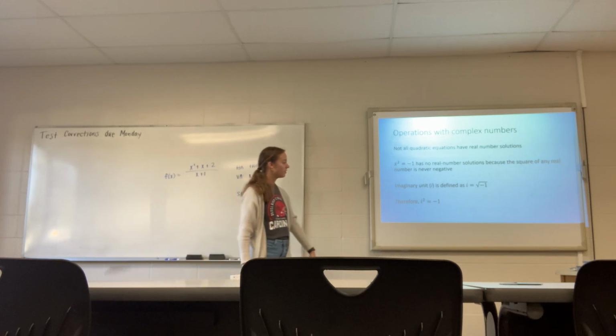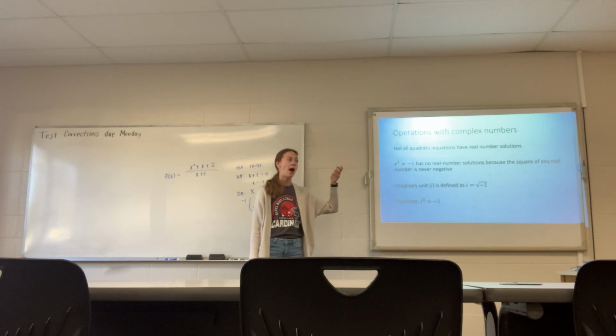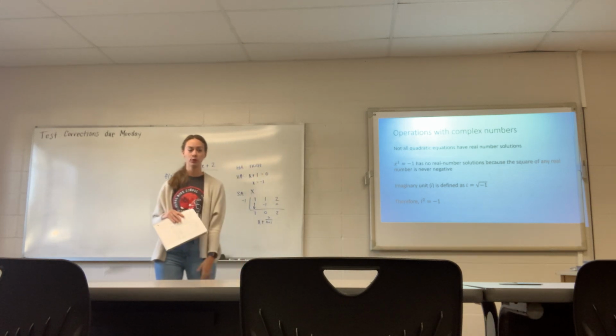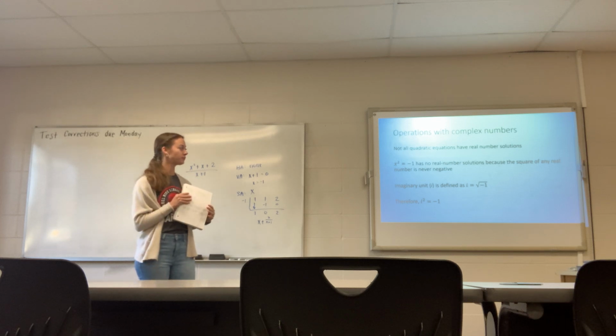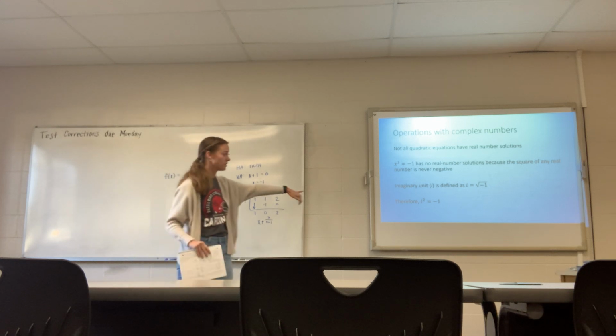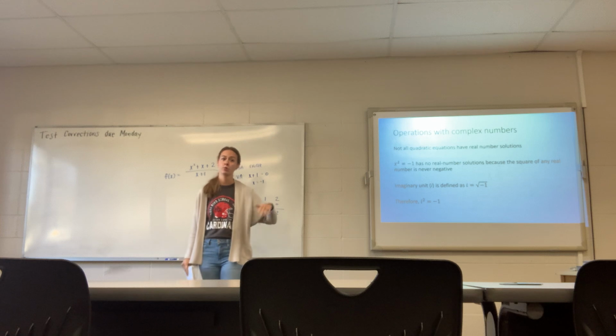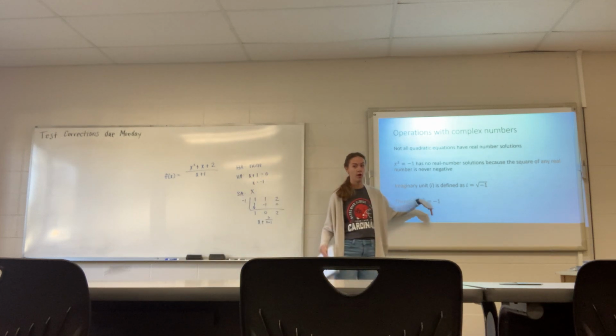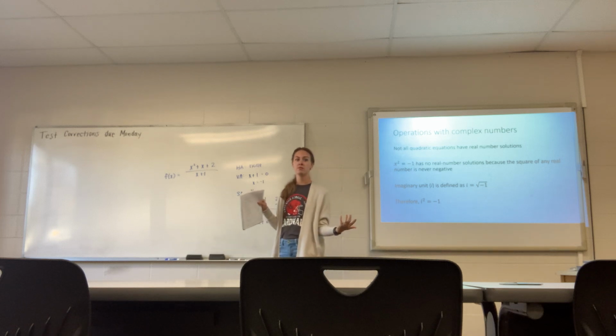Okay, so then the imaginary unit, or just i, is defined as i is equal to the square root of -1, which then makes i squared equal to -1. So we're going to use both of these. We'll use i squared is equal to -1, so we'll be substituting things back and forth.